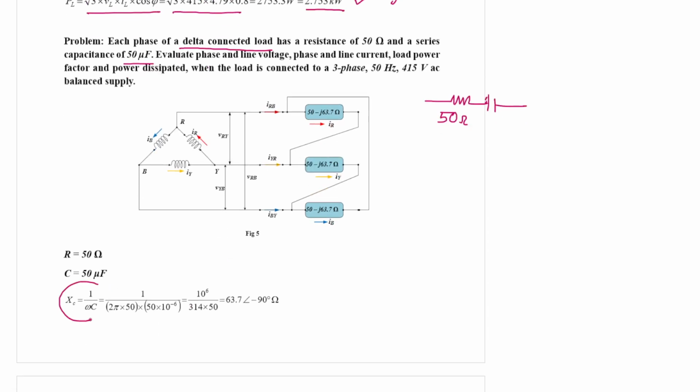R is 50 ohm and XC will be given by this formula: XC is 1 by omega C. Omega is 2 pi into 50 and C is 50 microfarad, so 50 into 10 to the power minus 6. If you solve this, it will be 63.7 ohm. Now why has this minus 90 degree been written? Because XC is always represented as minus JXC. That is why it is represented as minus 90 degree. So it will be minus J 63.7 ohm.